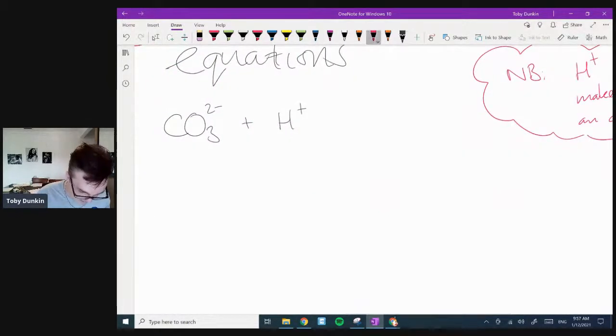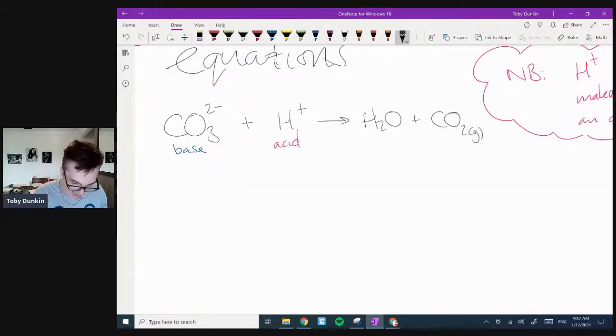So we can put underneath here: acid. And by the way, the carbonate's acting as a base. If anything reacts with an acid, it's a base. And what we form is H2O and CO2 gas. And the gas is what we see fizzing.